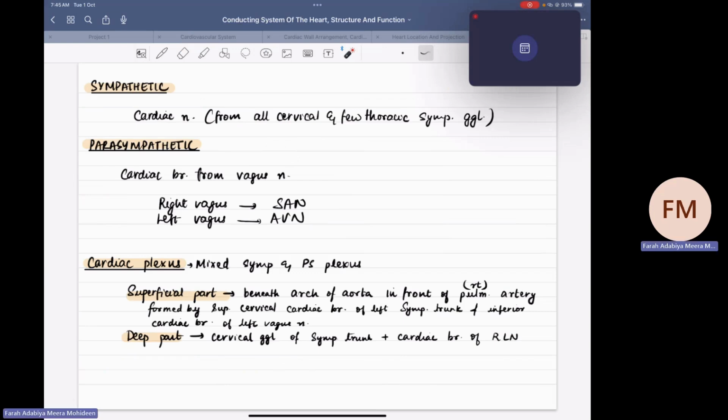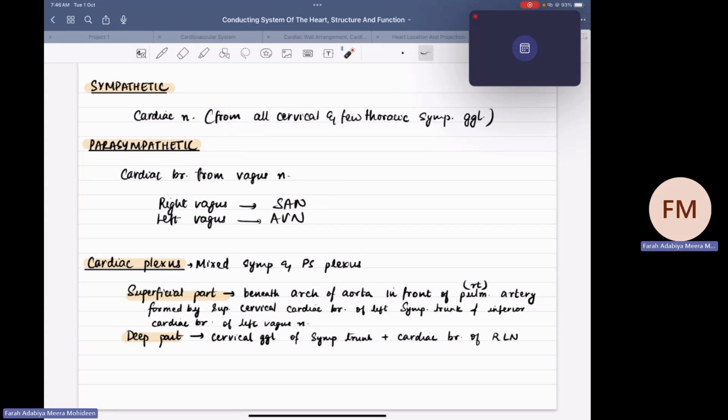Now, sympathetic and parasympathetic responses, we already know the difference between them. What nerves give these responses? Sympathetic is given by our cardiac nerves, from the cervical and a few thoracic sympathetic ganglia. Your parasympathetic is given by the cardiac branches from the vagus nerve. The right vagus nerve supplies the SA node and the left vagus nerve supplies the AV node. Then you also have your cardiac plexus containing a superficial part and a deep part. They're basically a mixed sympathetic and parasympathetic plexus.